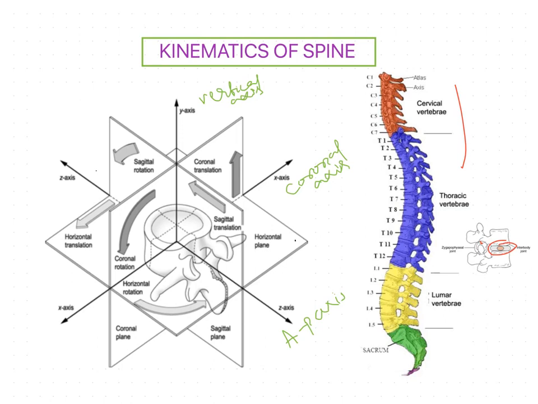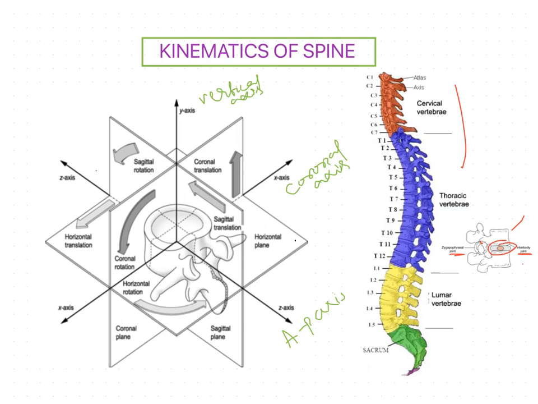Now, a mobile segment normally consists of two joints: the interbody joint and the zygapophyseal joints. The motions taking place between these two joints are interdependent.